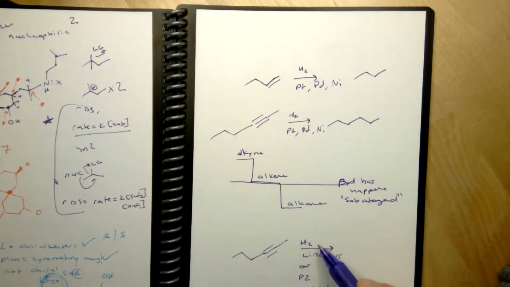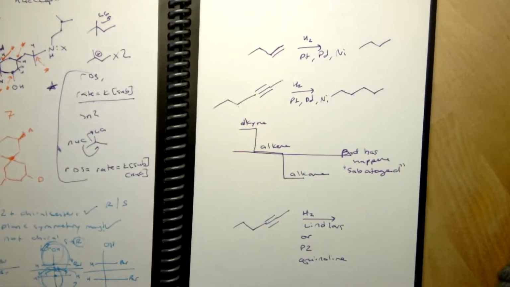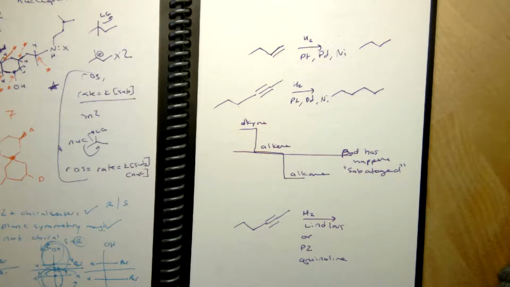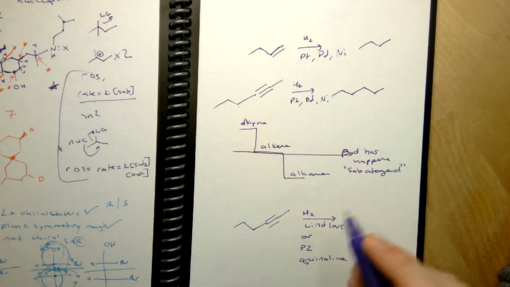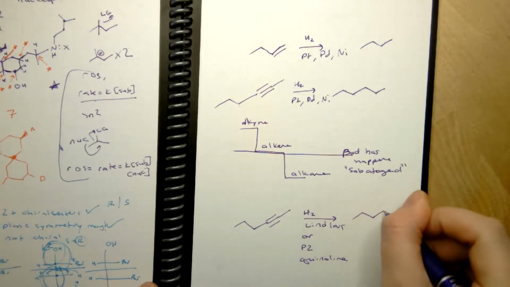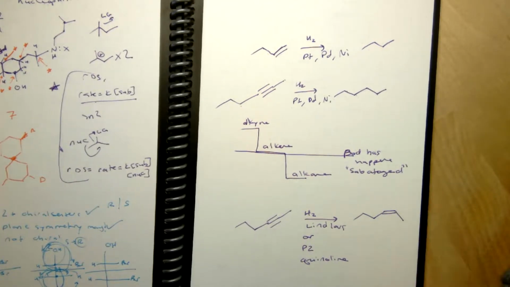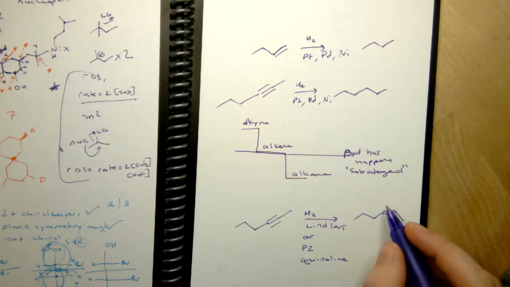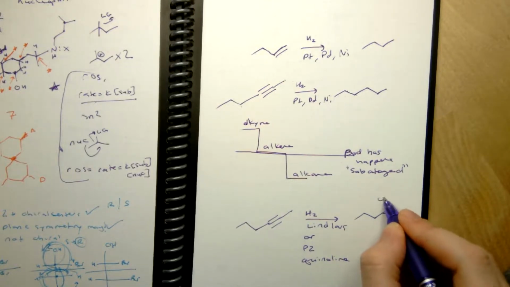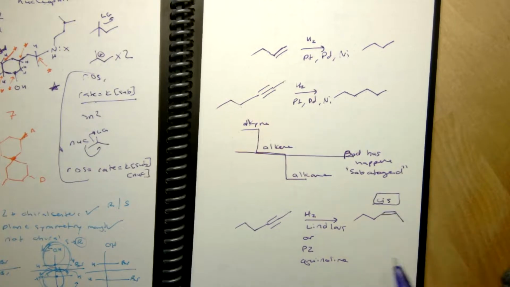So basically, if you see H2 and anything other than just plain metal, that means the reaction has been tampered with or sabotaged, and something is going to stop it at an alkene. And for all of these, it actually stops at a trans alkene. Because the hydrogens add to the same side, they add syn, so you get a cis alkene. Did I say trans? All these go to cis. Because the hydrogens add to the same side, you get a syn addition, so you get a cis alkene.